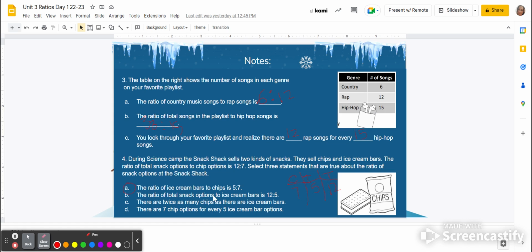The ratio of total snack options to ice cream bars is 12 to 5. Here's my total. Here's my ice cream. That is true. And letter C, there are twice as many chips as there are ice cream bars. I have 5 ice cream bars and 7 chips. Neither way I look at that, that will be twice. So that's a no-go.